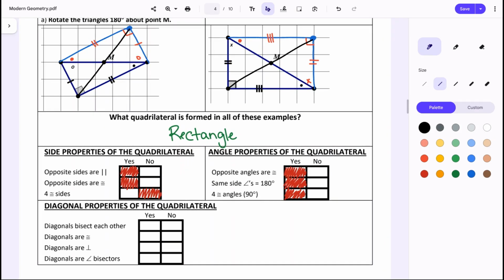Okay, now talking about the diagonals. The first one, it's asking, do they bisect each other? Yes. Remember, we said bisect means cut in half. You guys are saying yes over here? Do you guys agree with them? Do the diagonals look like they get cut in half?